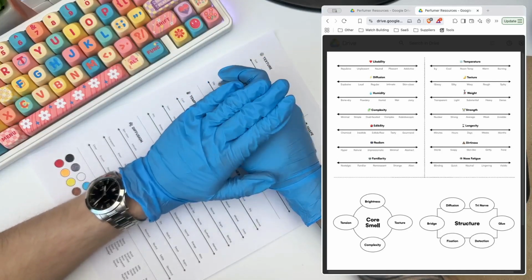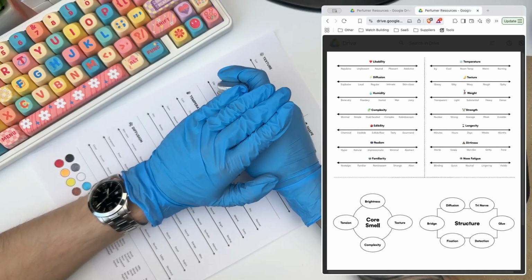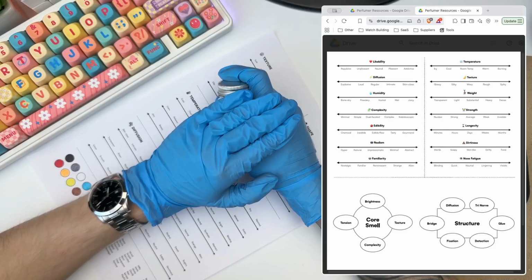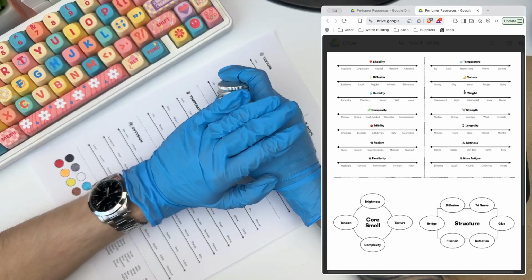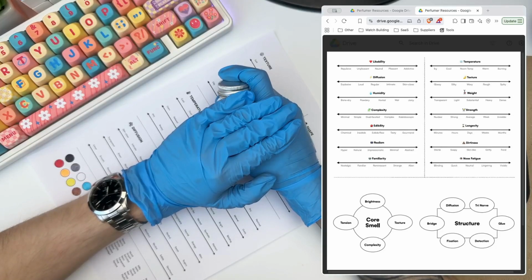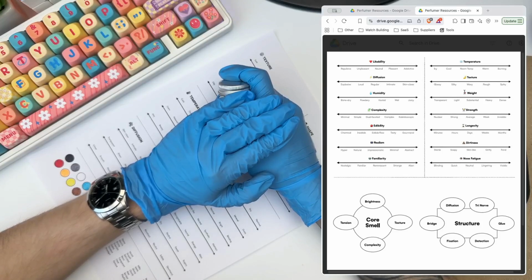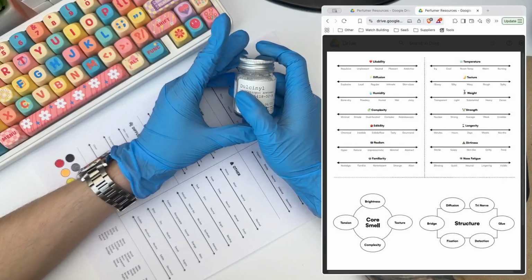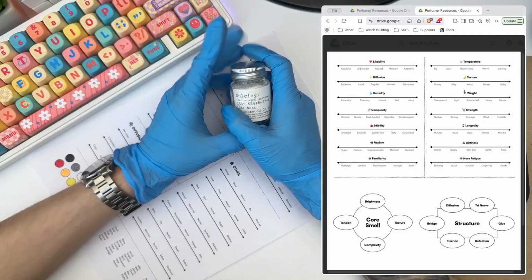The spectrums I included are likability, diffusion, humidity, complexity, edibility, realism, familiarity, temperature, texture, weight, strength, longevity, dirtiness, and nose fatigue. These are spectrums that your mind can easily understand.